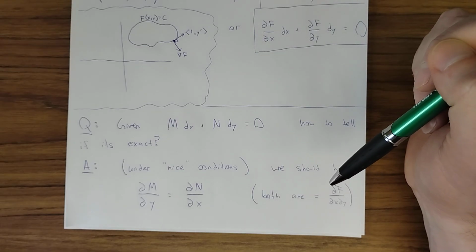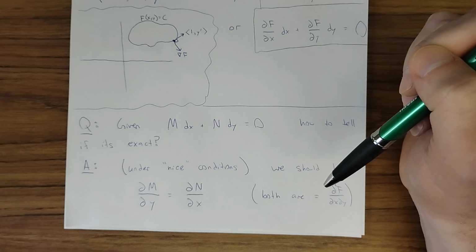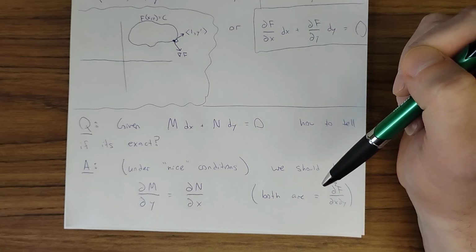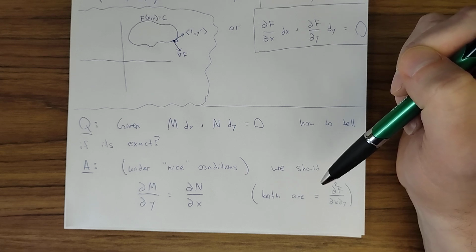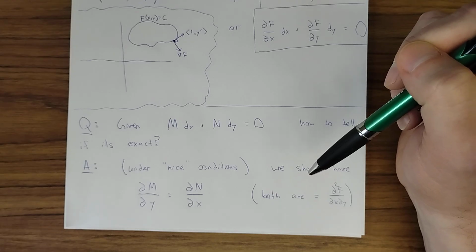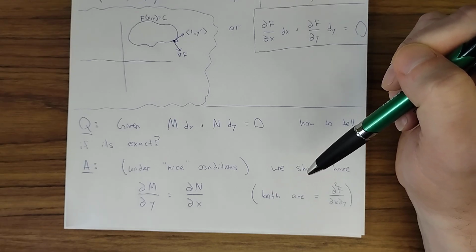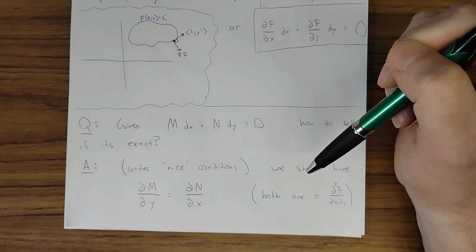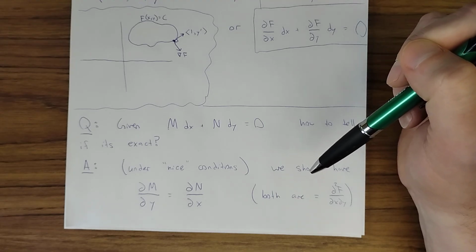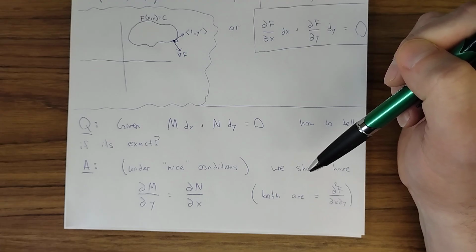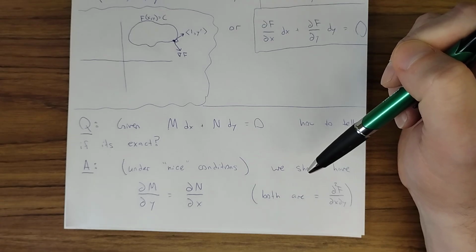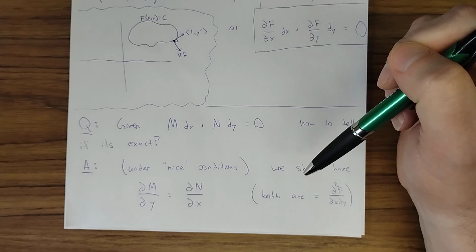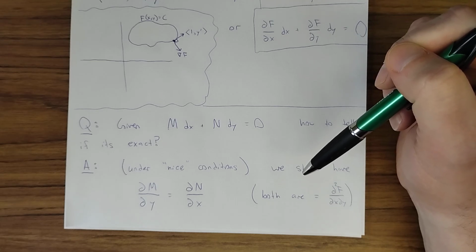So under nice conditions, the mixed partial derivatives are the same. In other words, if I take my function f and I do the mixed partial derivatives, meaning I do the partial derivative with respect to x and then do the partial derivative of that with respect to y, so it's like a second derivative with respect to x and then y, under nice conditions I would get the same answer as if I did the partial with respect to y and then x. In other words, it doesn't matter what order I do the partial derivatives in. If I'm going to do one derivative with respect to x and one with respect to y, it doesn't matter what order I go in.